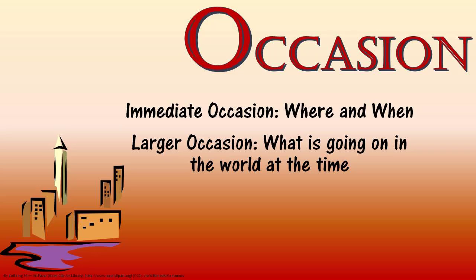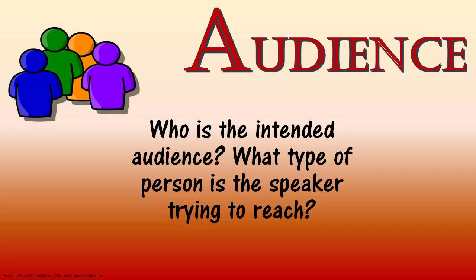Our second letter is O for occasion. This letter has two parts, the immediate and the larger occasion. The immediate occasion is basically the where and the when. Is the speaker talking to a crowd outside the U.S. Capitol building or to a group of investors in a boardroom? The second part is the larger occasion, meaning what's happening in the community or the country or even the world. Maybe the talk on Capitol Hill is over immigration, but the larger occasion in the world is the refugee crisis. Make sure to consider both parts of this step, as there are often larger influences at play than we might think. Our next letter is A for audience.